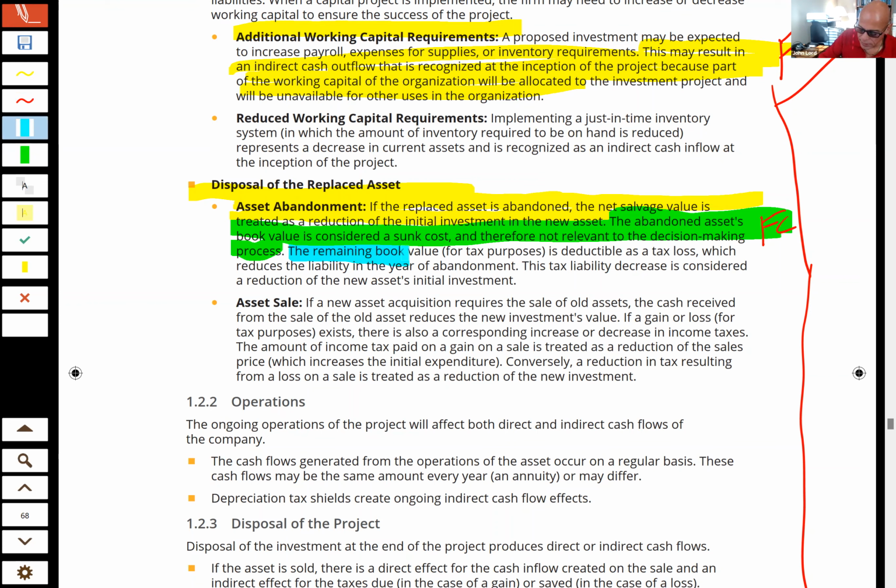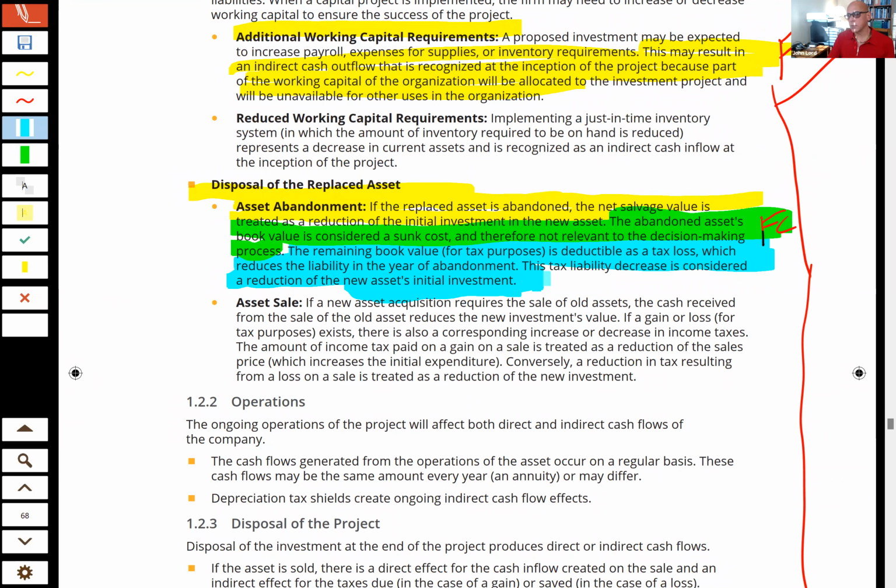However, the remaining book value. So we bought the asset for 100,000, we depreciated it, now it's worth 20,000. We would look at that 20,000 because we're abandoning it, so we're going to write off that 20,000 book value, and that is deductible as a tax loss, which will basically reduce the tax liability for that year. The tax liability decrease is considered a reduction of the new asset's initial investment, because we're going to get a write-off there, and that is going to shield a certain amount of income from tax.